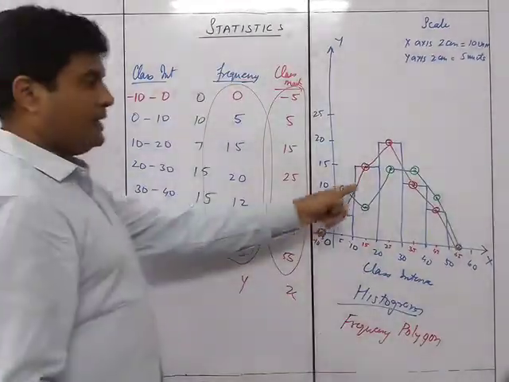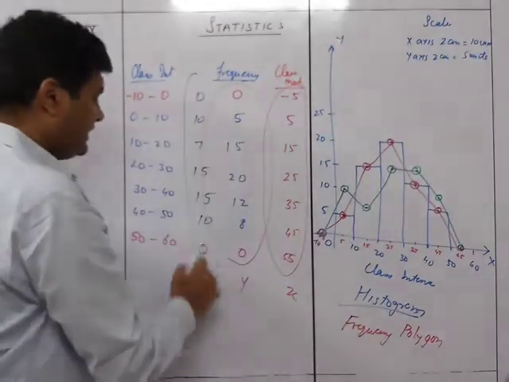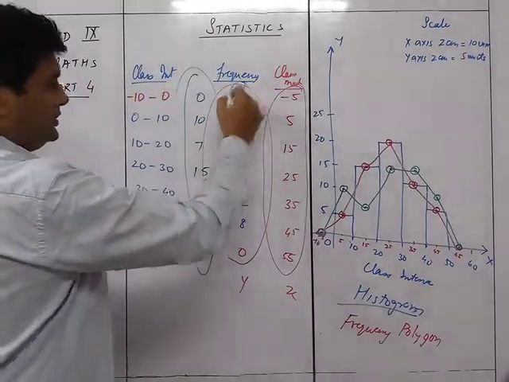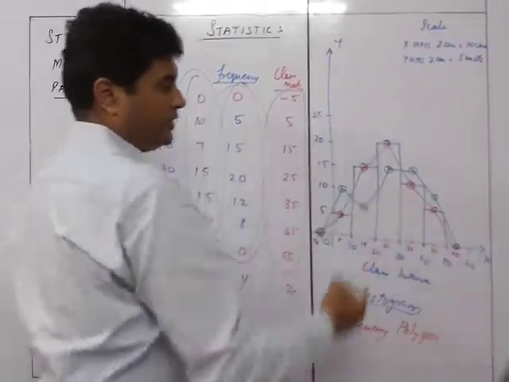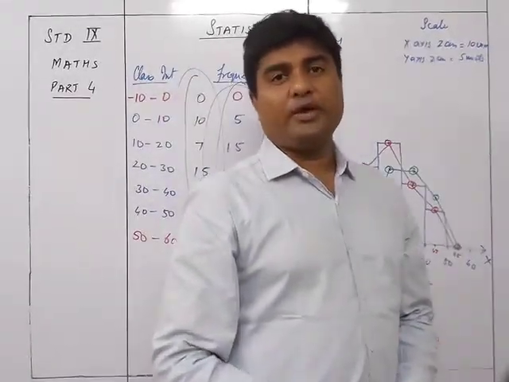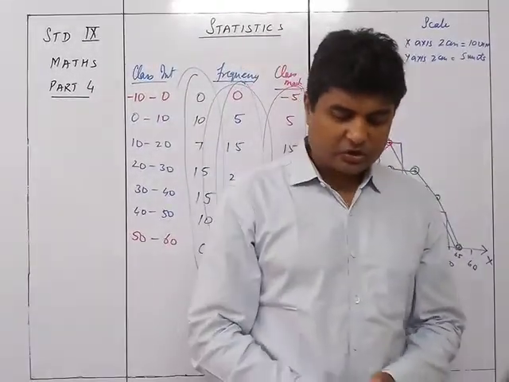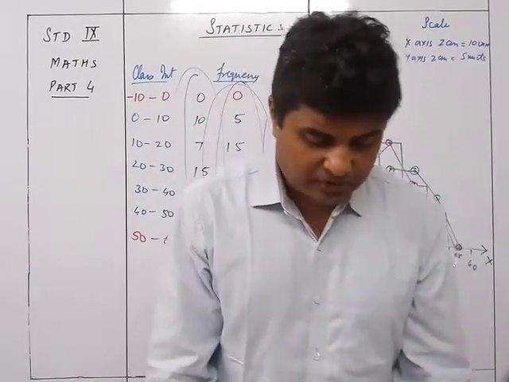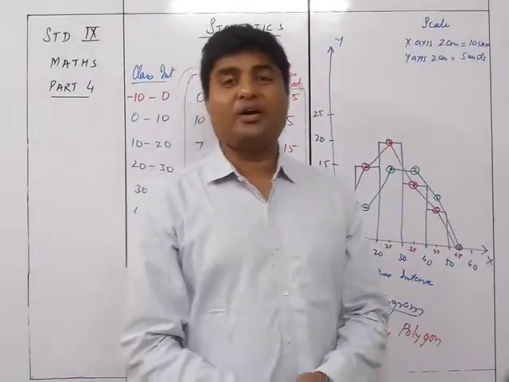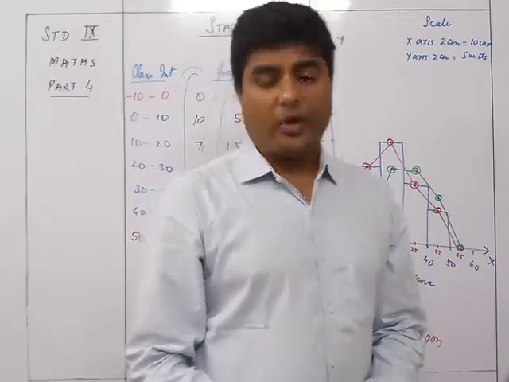So this green one and red one. The green one is for this data and the red one is for this data. So accordingly you have got two frequency polygons on the same graph. That's also possible to be asked. So this was about the explanation of this part. We now start with exercise 20.3.